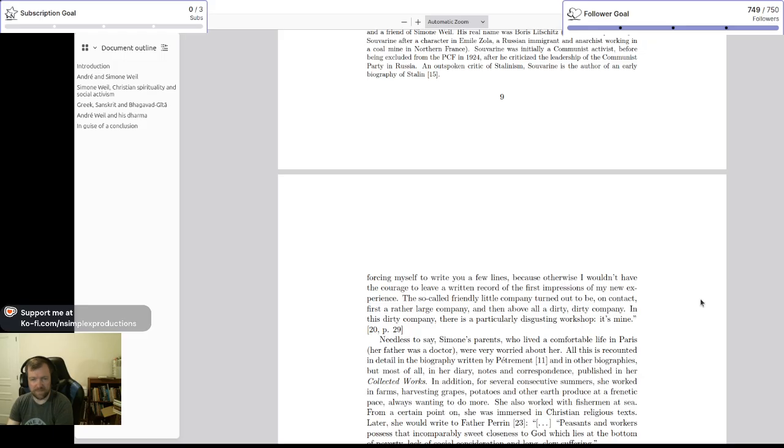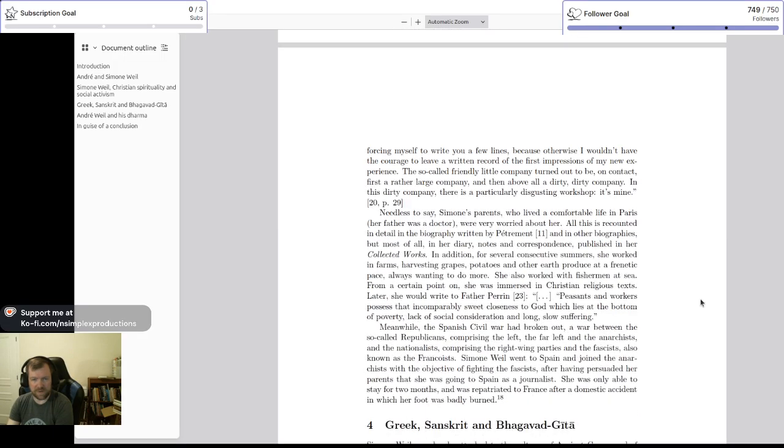It's mine." Needless to say, Simone's parents, who lived a comfortable life in Paris, her father was a doctor, were very worried about her. All this is recounted in detail in the biography written by Pétrement and in other biographies, but most of all in her diary, notes, and correspondence published in her collected works.